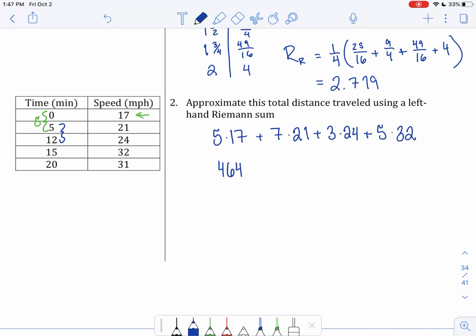464. Now, I would hope that you would notice if I asked you for a distance and this vehicle or object is going 17 to 31 miles an hour, it's not going to cover 464 miles in 20 minutes. That should make you feel weird about your answer. And that's because you always want to be thinking about the units. Because when we multiply these together, the time is measured in minutes and the speed is in miles per hour.